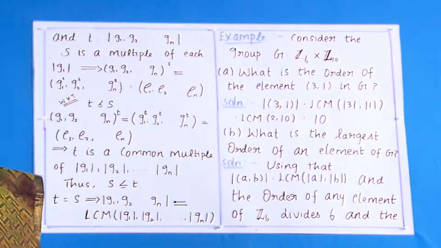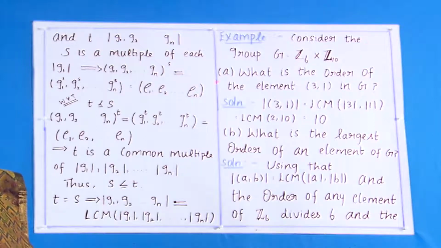Let's see an example. Consider the group G equal to Z6 times Z10. What is the order of the element (3, 1) in G? The solution is given by the order of (3, 1) is equal to the LCM of the order of 3 and the order of 1. That is 2 and 10. The LCM of these two values is 10. Similarly, let's see one more example.